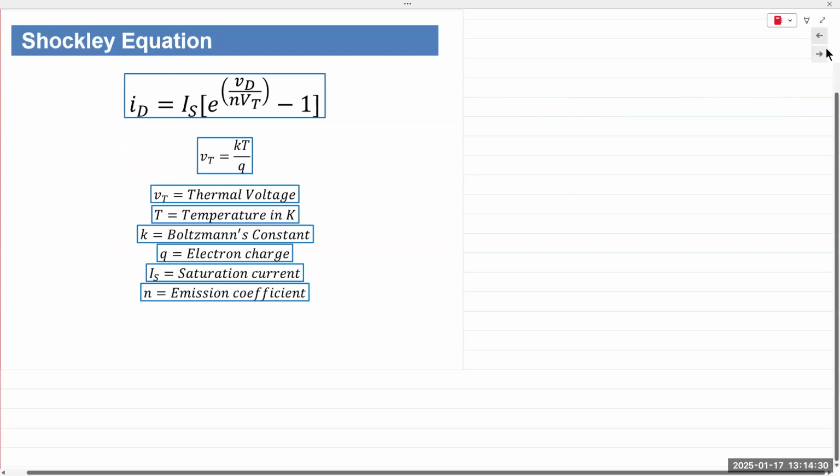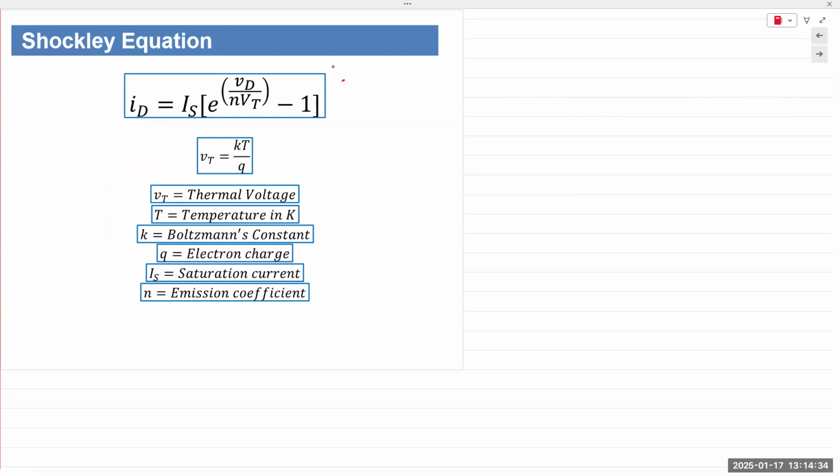All right, then let's take a look at the Shockley equation. This is also known as the diode equation. It is one of the most important equations that we use for modeling our devices, and we'll encounter it again for transistors also. All right, so let's break it down.